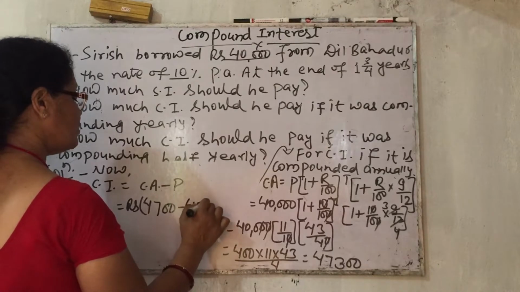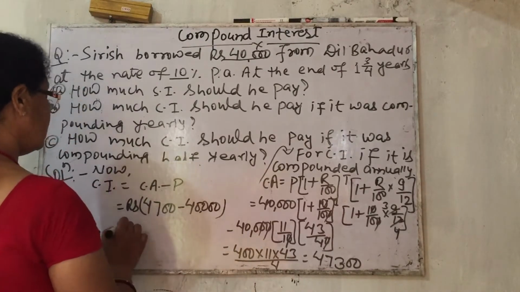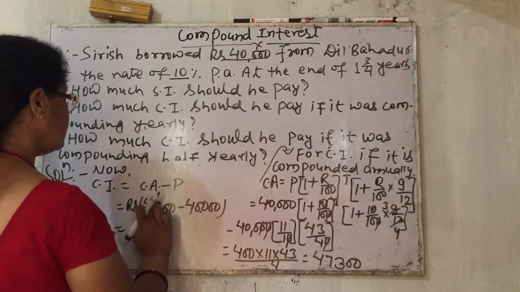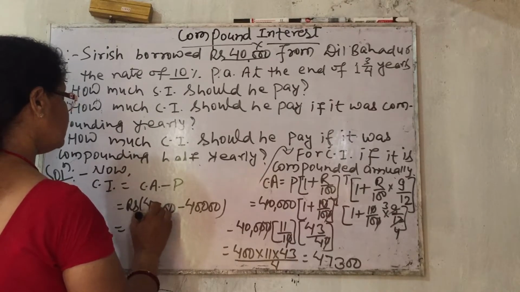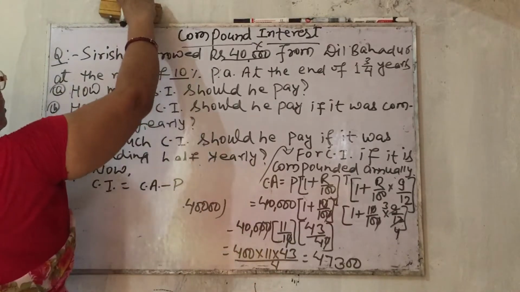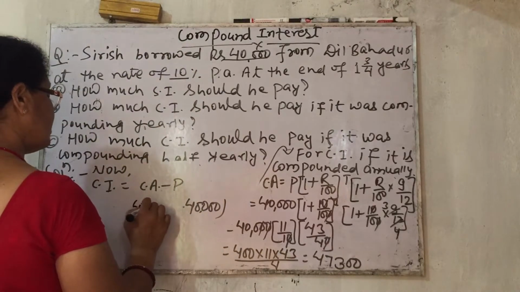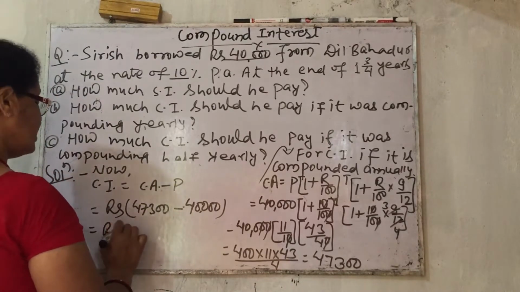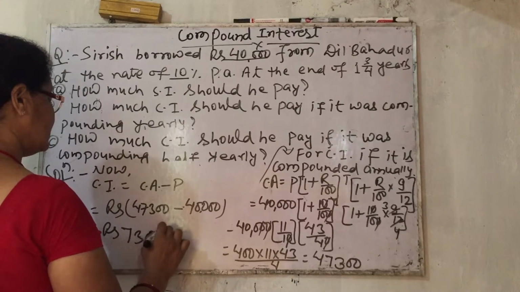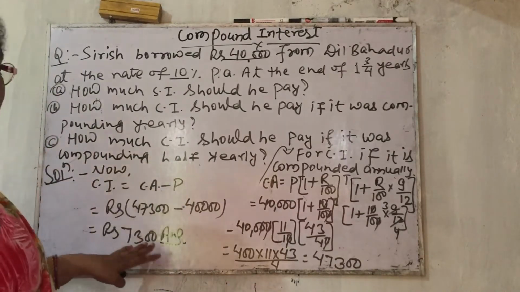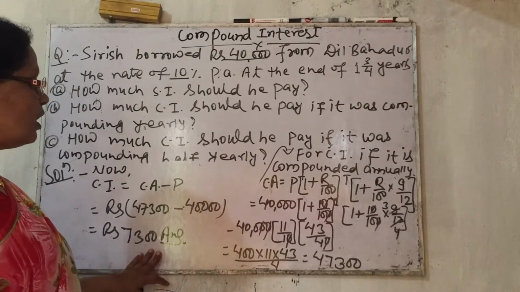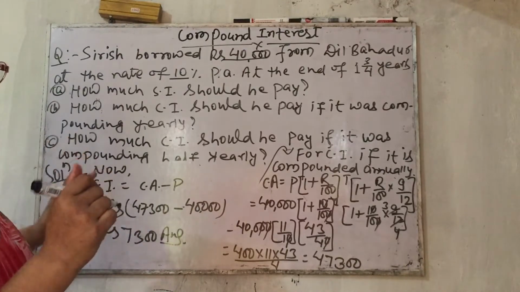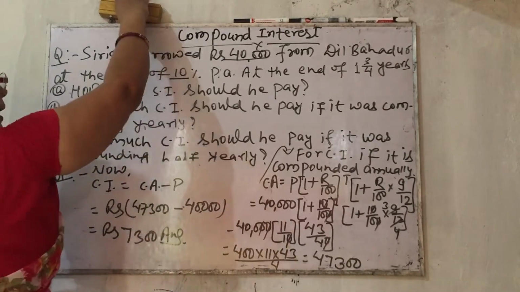47,300 minus P is how much? 40,000. Altogether it is 47,300 minus 40,000 equal to rupees how much? 7,300. It is CI. It is CI when it is compounded annually. After that, one more question is given in this question. I am rubbing this one now.